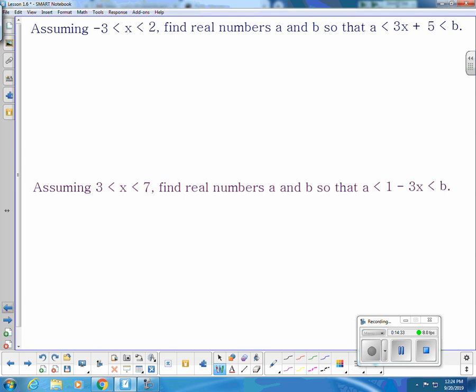We are starting with negative 3 is less than x, which is less than 2. I want to rewrite it so that the middle is 3x plus 5. And I want you to figure out what that a and that b would be. So you're just going to do what it says, 3x plus 5. So on both sides, I'm going to multiply by 3. And I'm also going to add, I'm sorry, add 5.